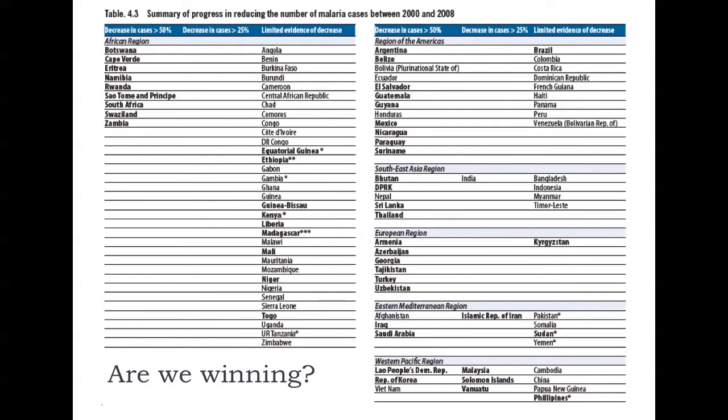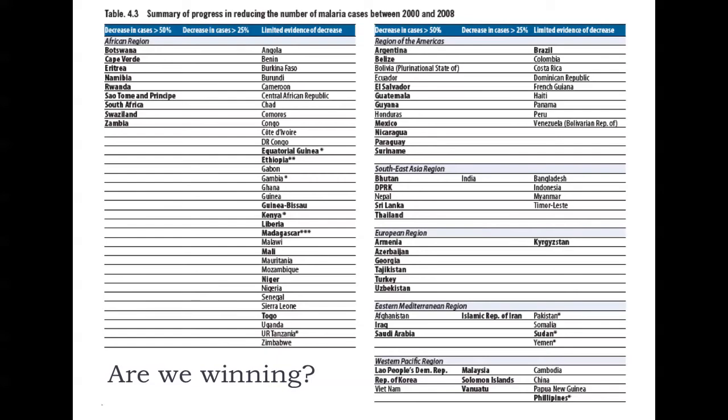So in the last couple of minutes, are we winning the battle against malaria? Well, I stole this from an article in Science that came out last year. We look at the countries that reduced the number of malaria cases between 2000 and 2008. There are many countries with a decrease in cases of greater than 50%: Botswana, Cape Verde, Eritrea, Namibia, Rwanda, Sao Tome and Principe, South Africa, Swaziland, Zambia. All of these countries have seen malaria rates plummet below 50% in that period.